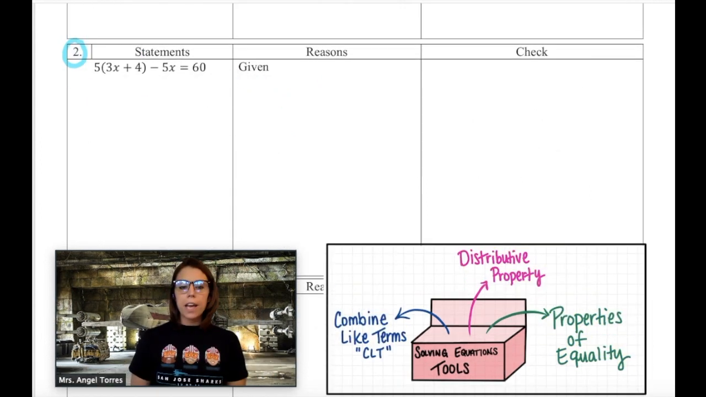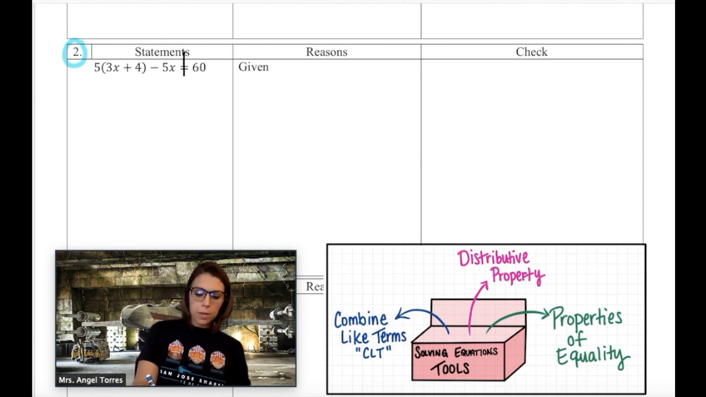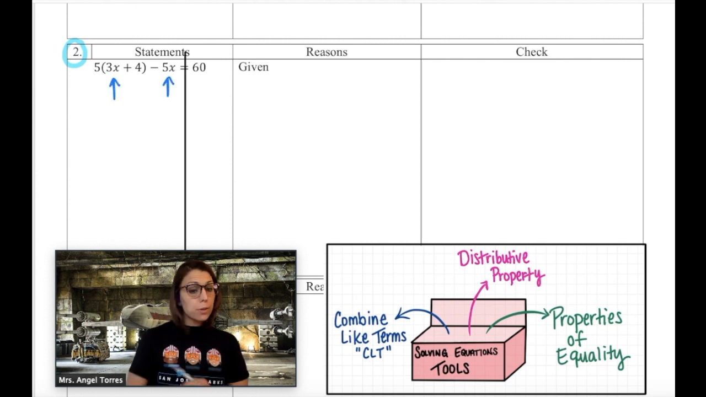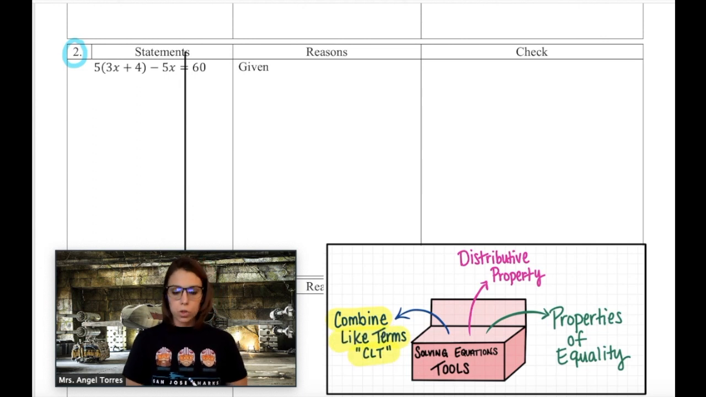So here we have 5 times the group of 3x plus 4 minus 5x equals 60. So the first thing I'm going to do is put my line down the middle of my equal sign to keep both sides separate. Now I'm going to take a look at my toolbox and figure out what tools I'm going to use. Will we use combine like terms here? Well, I notice there's a 3x inside of parentheses and a 5x outside of parentheses, and those are like terms, which leads me to believe that yes, at some point we will be using the combining like terms tool.